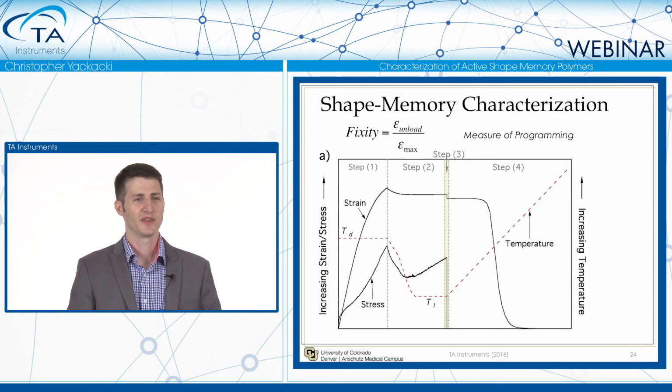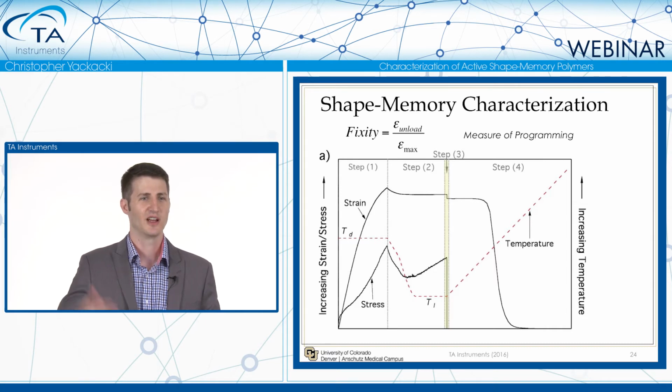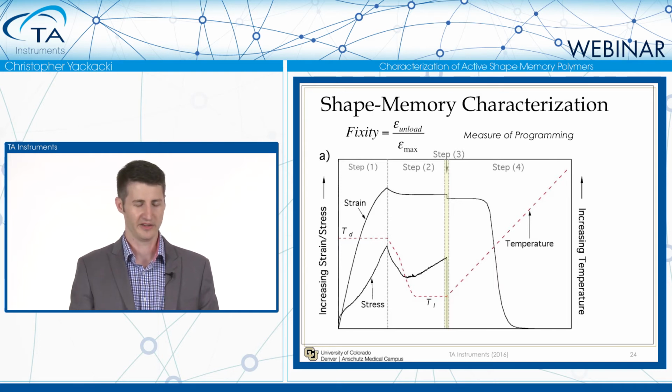And then finally, in that step 4, what you'll see is that the temperature is ramping up from a cold temperature up to a high temperature, through its transition. The temperature is ramping up nice and linearly. And the strain goes from a high strain, something that you've deformed the material to, you've shaped it into what you wanted, and you can see that it's recovering its shape as the temperature is increasing. So it starts at a high strain and returns back down to 0 with heating.